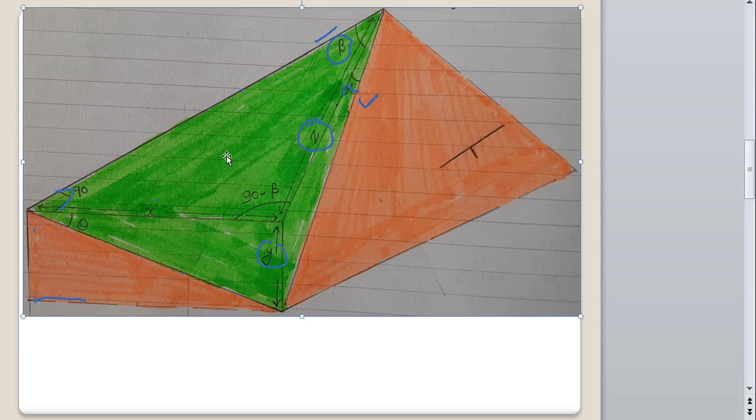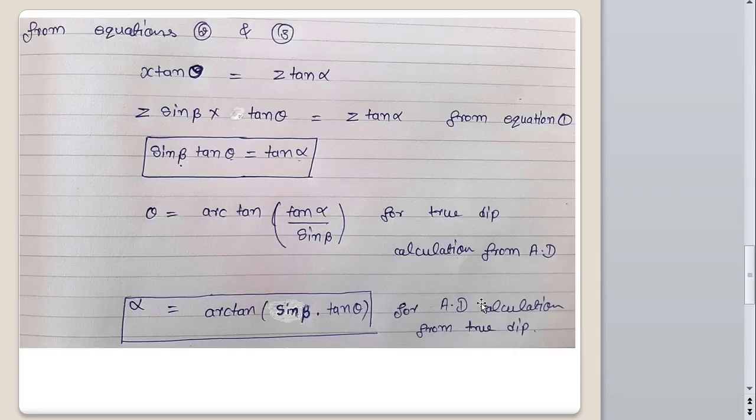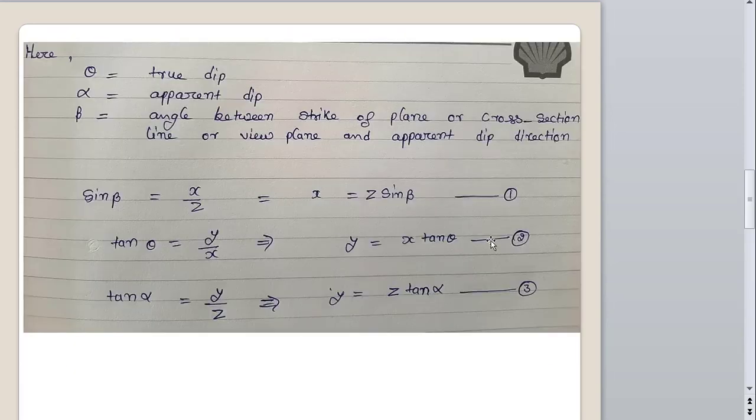We can write this expression in a different form also. You can see x is equal to z sine beta. This is equation 1. Similarly, tan theta is equal to y upon x, or we can write y is equal to x tan theta. This is equation 2. Then tan alpha is equal to y upon z, or y is equal to z tan alpha. This is equation 3. Those are equal to each other, so we have to compare these equations here.